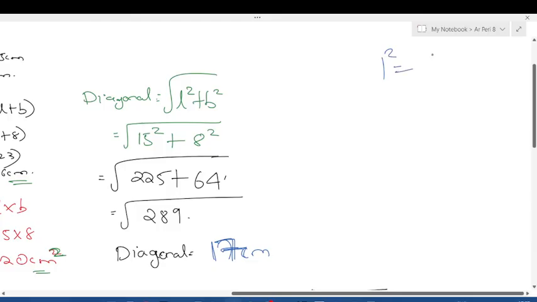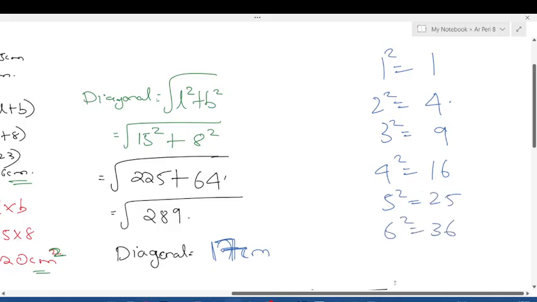Look here. 1 square is equal to 1. Remember this? What is 2 square? What's the answer for 2 square? 4. 3 square? How many times do you multiply 3? 9. 4 square? 16. 5 square? Not 8. 5 square is 25. 6 square? Yes. Multiply twice. 7 square. Multiply 7 into 7? 49.